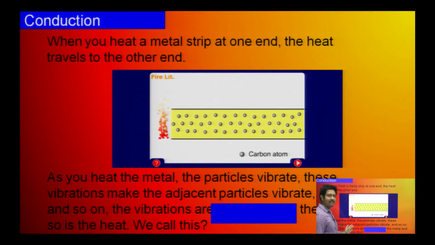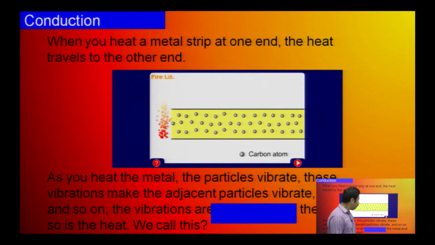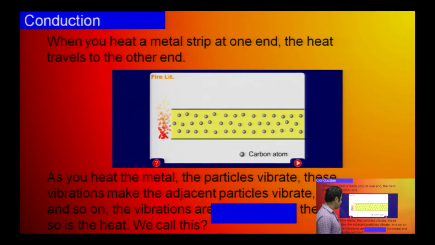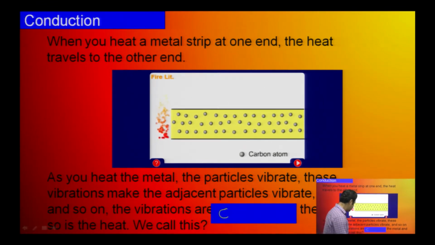See, as you heat the metal, the particles vibrate. These vibrations make the adjacent particles vibrate, and so on and so on. The vibrations move through the metal, and so does the heat. What do we call this? We call this conduction.